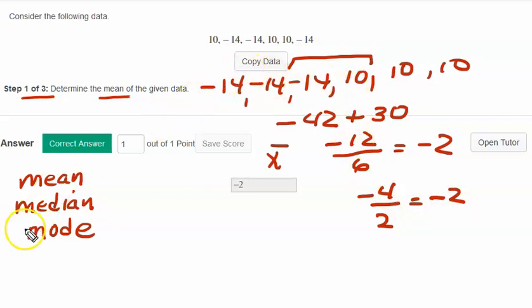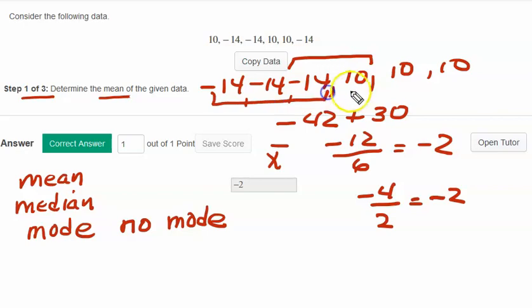Now for our mode, is there an item of data that's used more often than any other item? And no, this is used 3 times, this is used 3 times. So in a case like this, there is no mode. Now, if there was another number here, different from that, then we would have 2 items that are used 3 times. That would be bimodal. That's not what's here. Here, these are used the same number of times. So there is no mode.